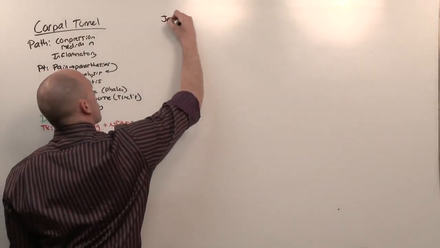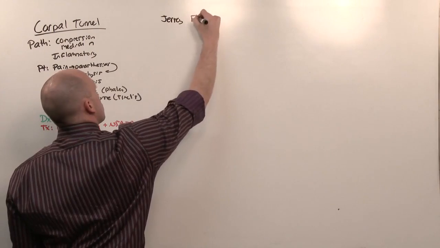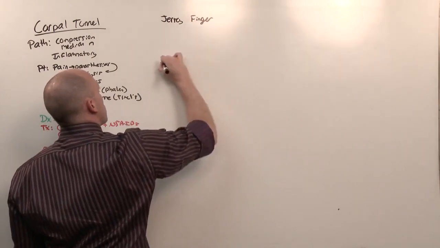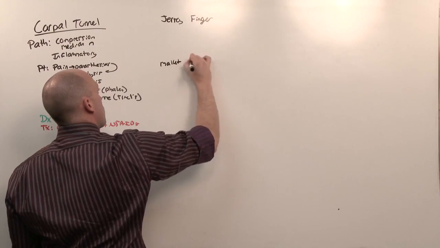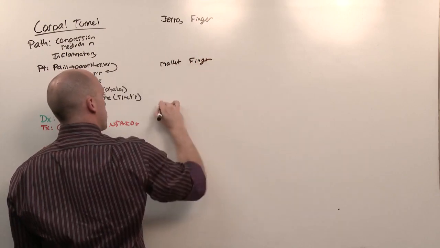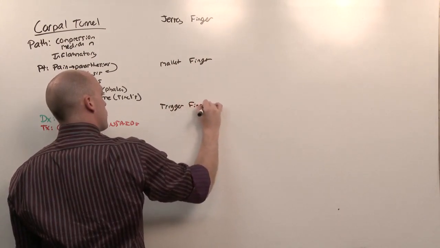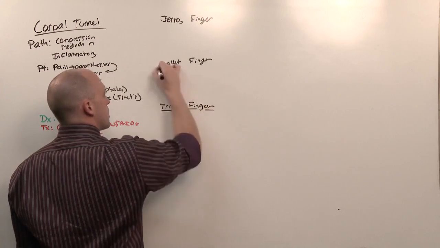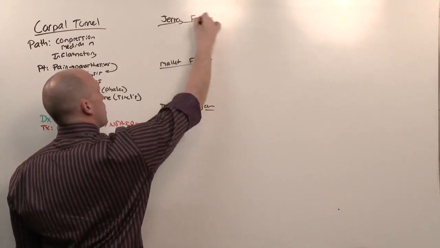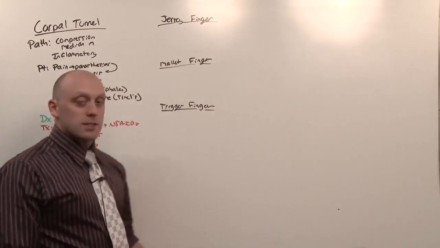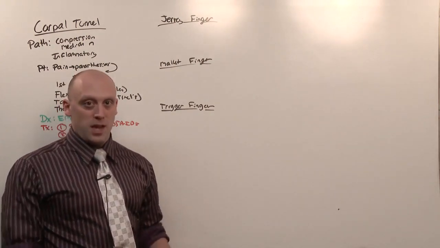Okay, let's transition and talk about the fingers. There's 3 you have to know about: jersey finger, mallet finger, and trigger finger. This is ripe for a question because they're so distinct from each other, but are all very similar in the fact that they have some sort of flexion or extension of the hand.